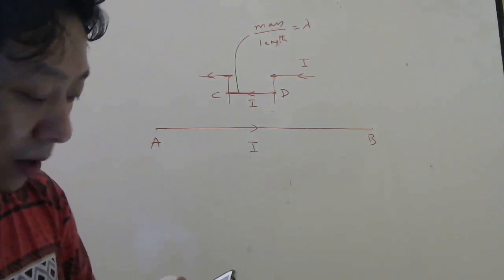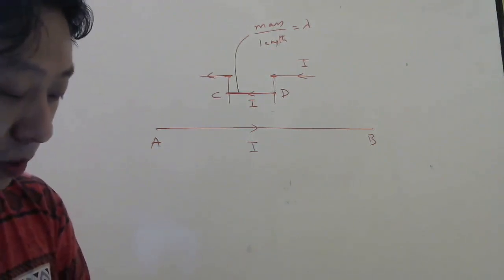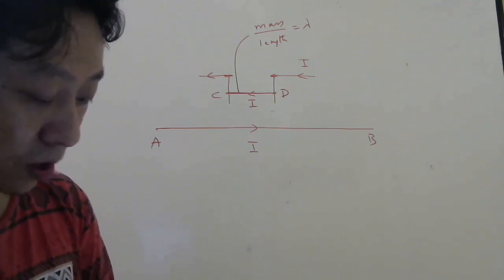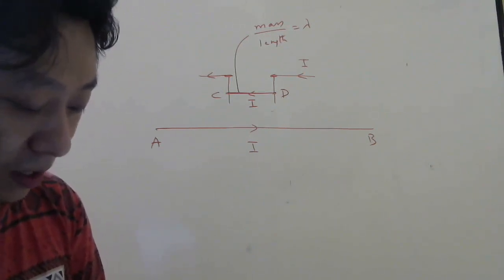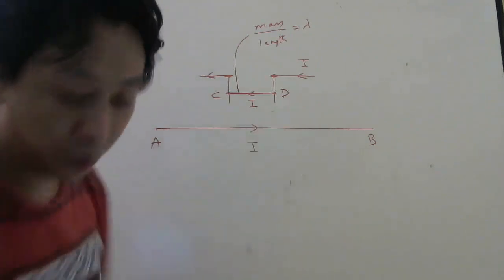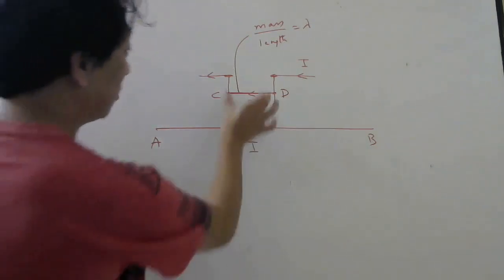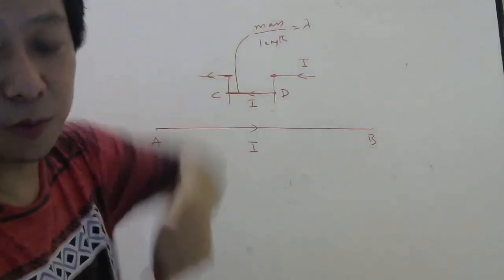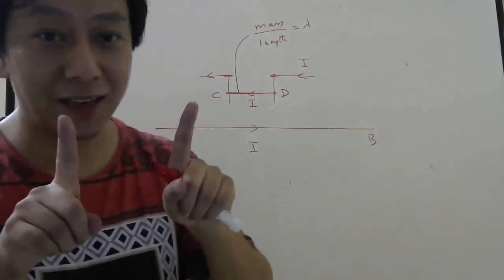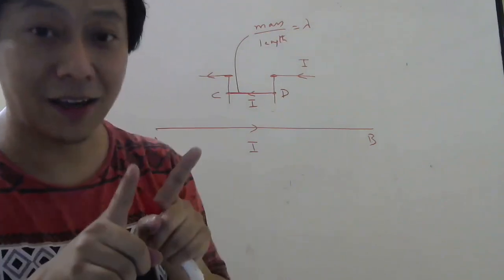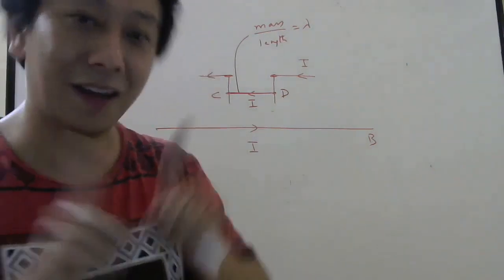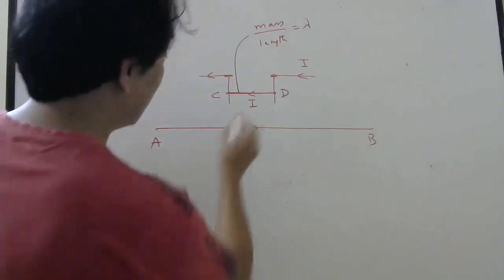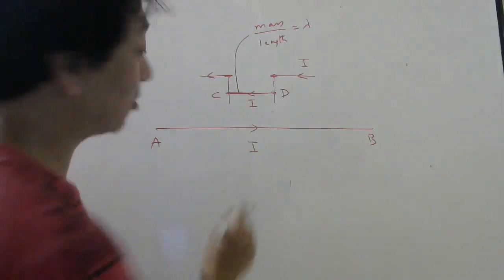Question is, to what equilibrium height will the wire CD rise, assuming that the magnetic force on it is due to the current in the wire AB? So we know that these two, look at these two carefully. These two are parallel wires, but they carry current in opposite direction. Now if you remember, like currents attract, unlike currents repel. So this is unlike currents, opposite direction. So these two will repel.